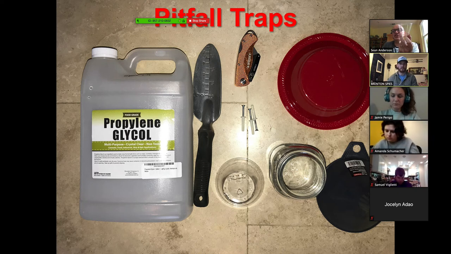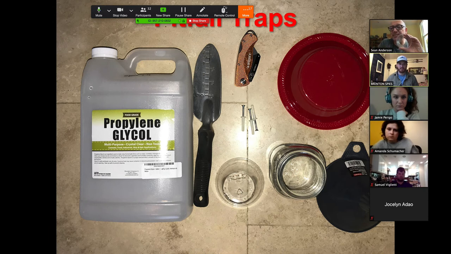I would suggest you use these shallower ones. But if all you have are the deep red solo cups and you're going to go listen to some country music and drink substances, that's fine. You can use those. It's just you have to dig a little bit deeper. But the key point is that the diameter here, which is the area which we're sampling, is consistent.